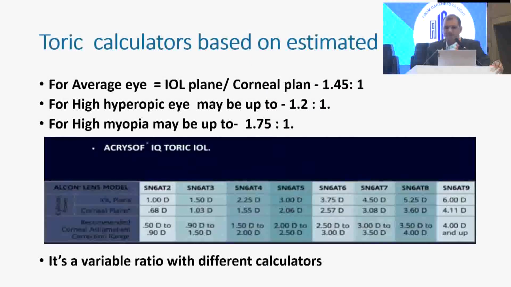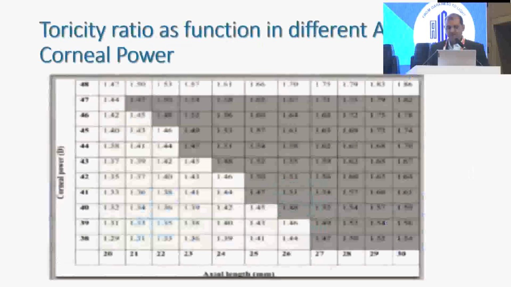So suppose your patient has an average eye, then the toricity ratio is 1.45 to 1. But suppose the patient has a hyperopic eye, it may shift to 1.2 to 1. Or suppose the patient has high myopia, it may shift to 1.75 to 1. So the variable toricity ratio is very important. So newer Toric calculators are coming up with the variable toricity ratio. So whatever the patient's axial length is, this has been compensated by the newer Toric calculators.